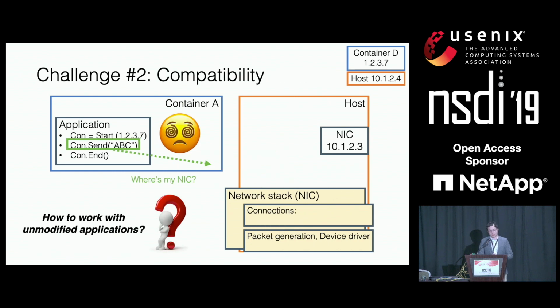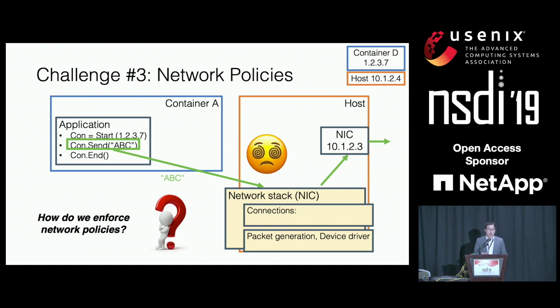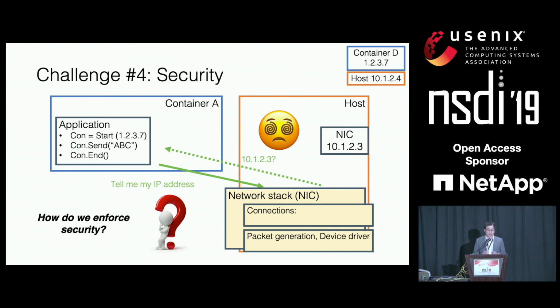The second challenge is basically compatibility. How do we work with unmodified applications? Today, the applications are written assuming they have a virtual NIC inside the container. The third challenge is now the pipeline is much shorter. It bypassed the virtual switch. How do we enforce network policies that are originally enforced on the virtual network interface card or on the virtual switch?